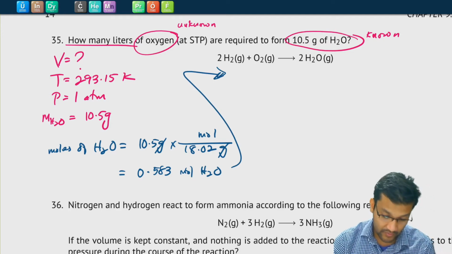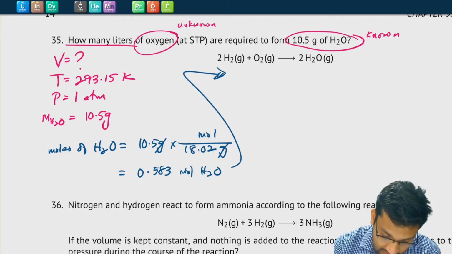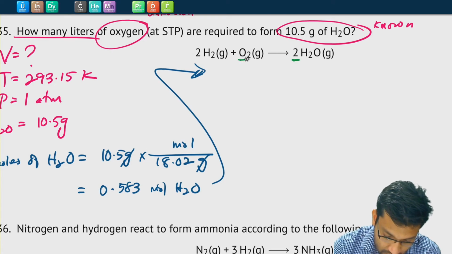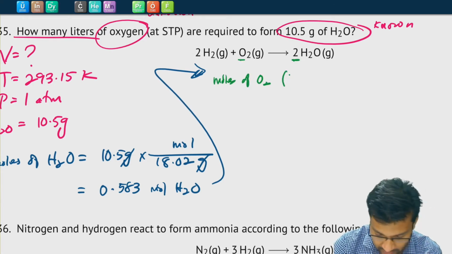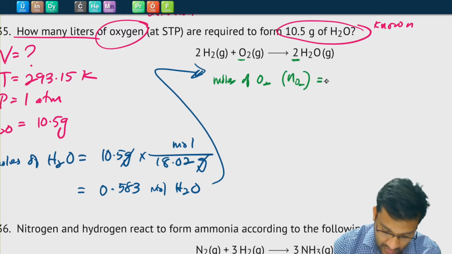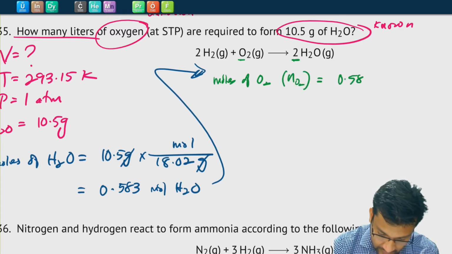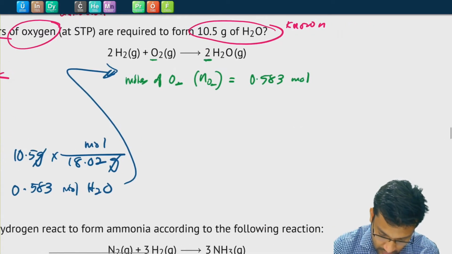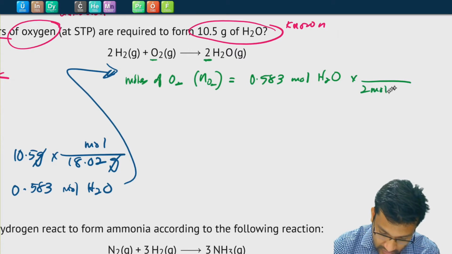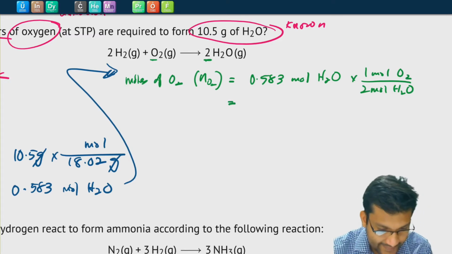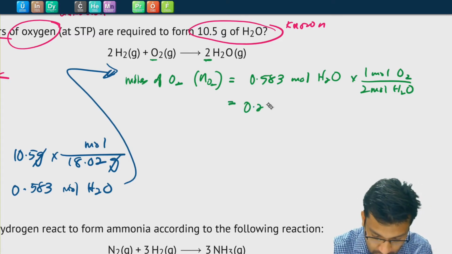Okay, now we need to find the number of moles of our unknown, our oxygen. Looks like for every 2 moles of water, we get 1 mole of oxygen. So moles of oxygen, or we should just write n of O2, should be the 0.583 moles of water times the mole ratio of 2 moles of water to 1 mole of oxygen. So we're essentially dividing by 2, and that should give us 0.292 moles of oxygen.